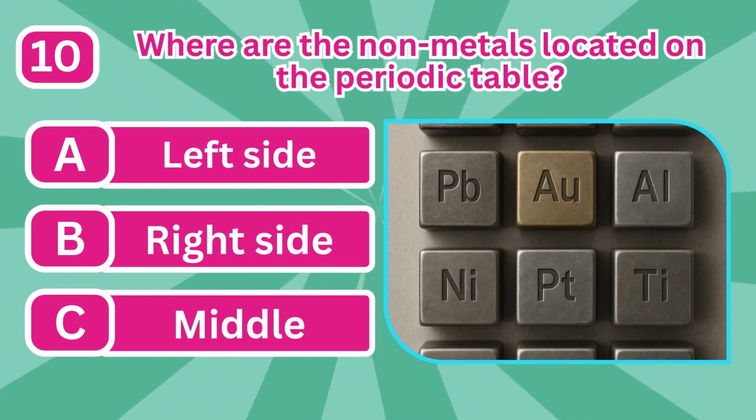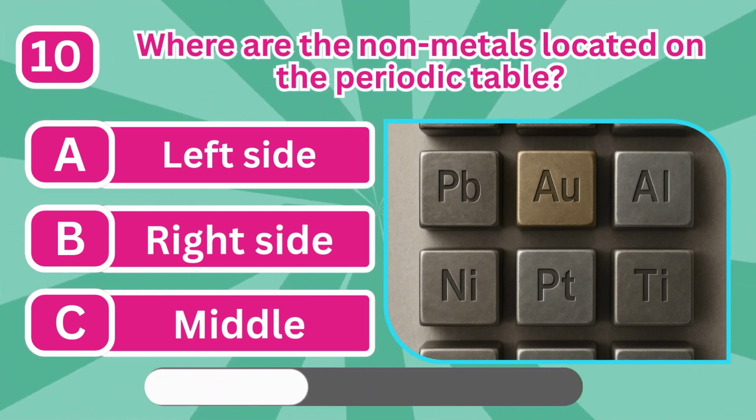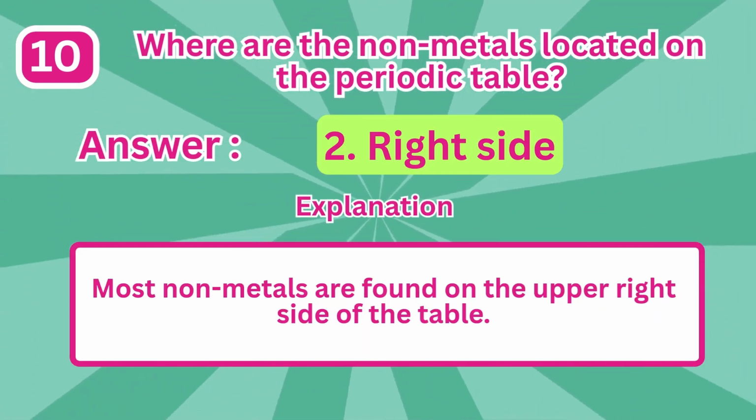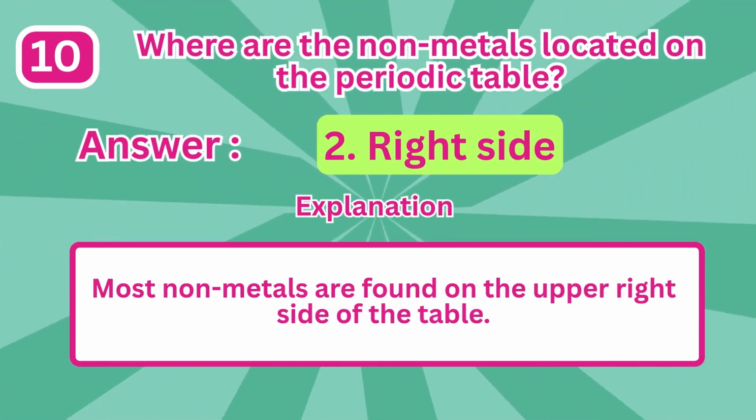Where are the nonmetals located on the periodic table? Two. Right side. Most nonmetals are found on the upper right side of the table.